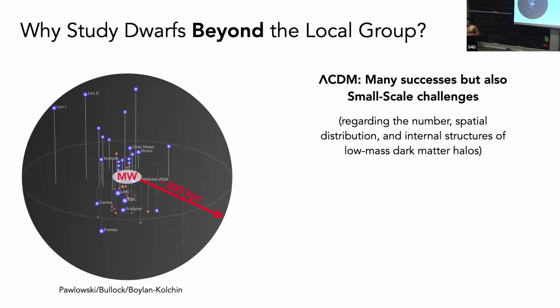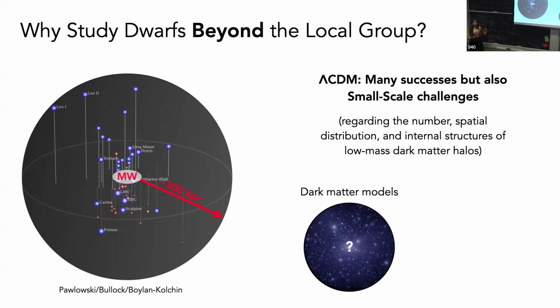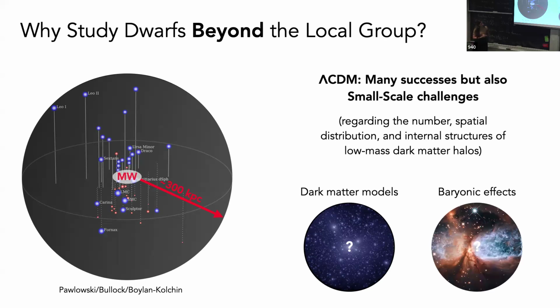Why do we want to study dwarf galaxies beyond the Local Group? Indeed, in the Local Group, this has been a very fruitful line of inquiry. And there are many successes for understanding or testing lambda CDM with satellites of the Milky Way, but also some tensions regarding how many of these satellites we have and their distribution inside the halo. And some of the solutions were either let's change the dark matter model, or let's change the baryonic model, the galaxy formation model, or some combination of the two.